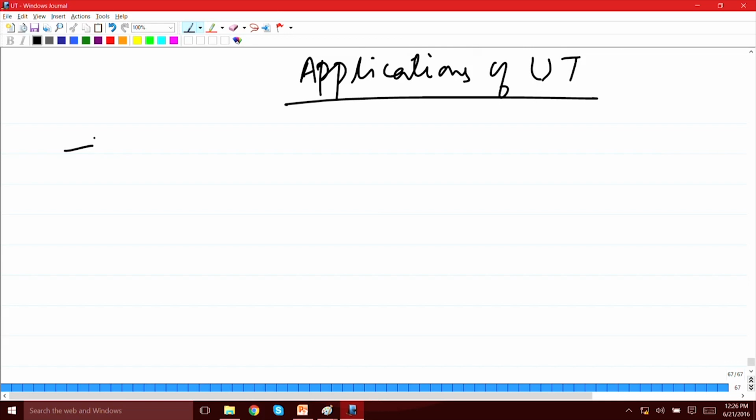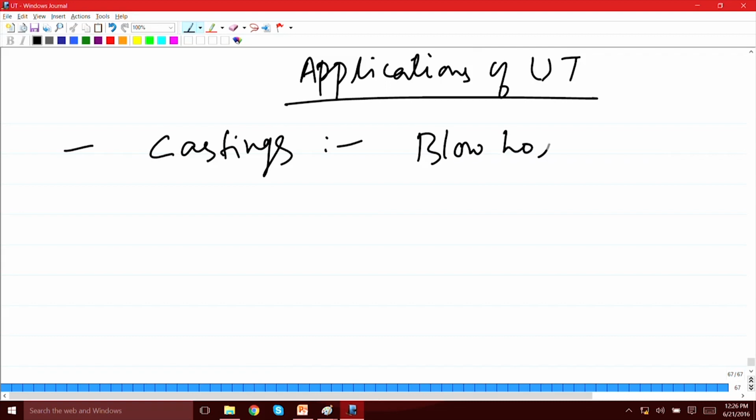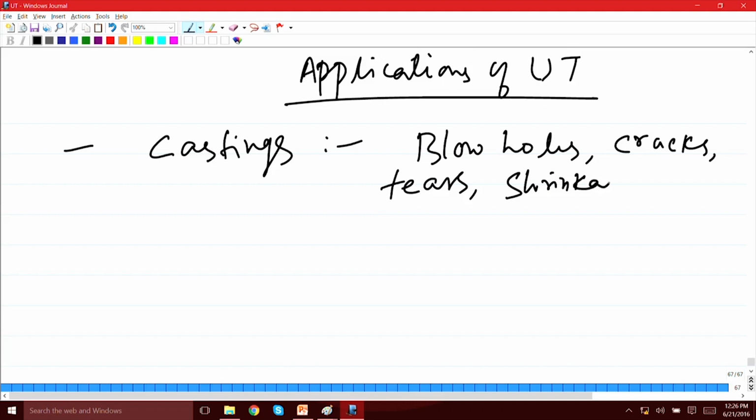Weld inspection we have just now seen, but this can also be applied for castings, for defects like blowholes, cracks, tears, shrinkage. So, these are the most commonly occurring casting defects, inclusions, etc.